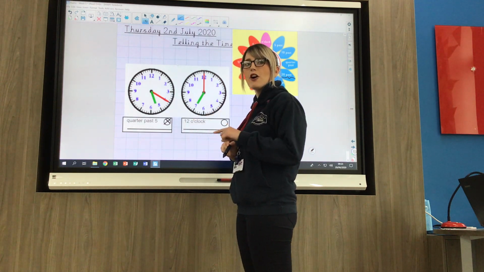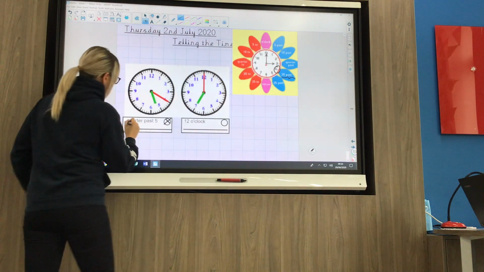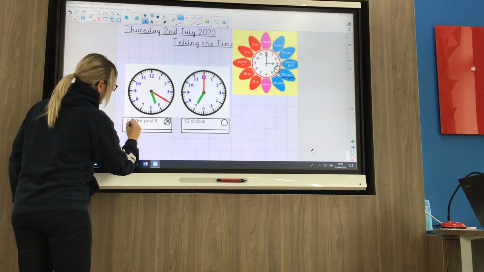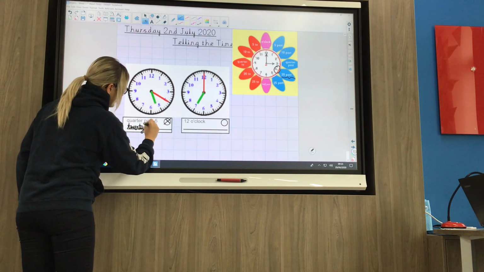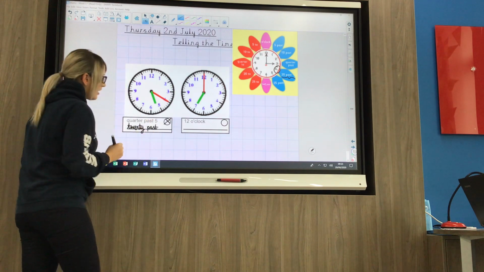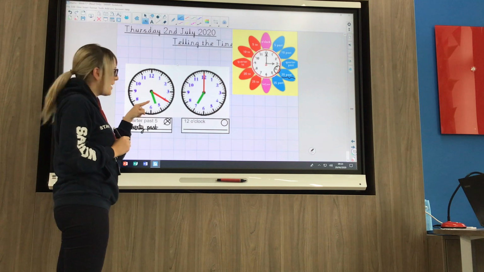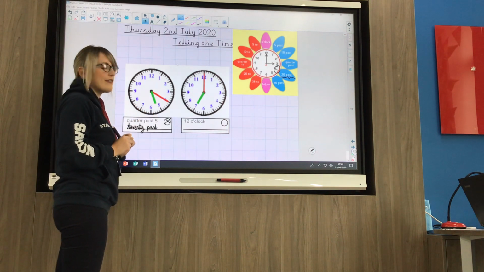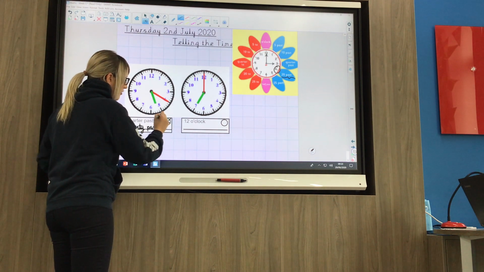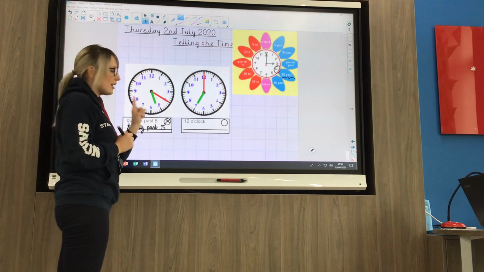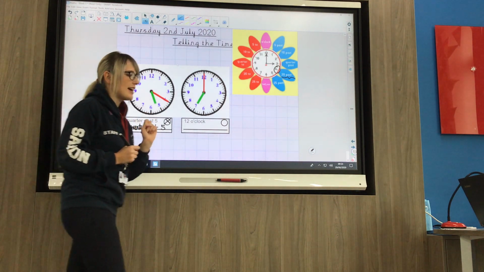If I have got it wrong, it's your job to write the correct time. So we've worked out it's 20 past, so I'm going to write in 20 past. And then I'm going to look at the hour. I know the long minute hand is 20 past. Now I'm going to look at the short hour hand. It's just after the 5, so I know it's 20 past 5. It's not right at the 5 because it's not 5 o'clock anymore, but we haven't reached 6 o'clock either. So it's 20 past 5.